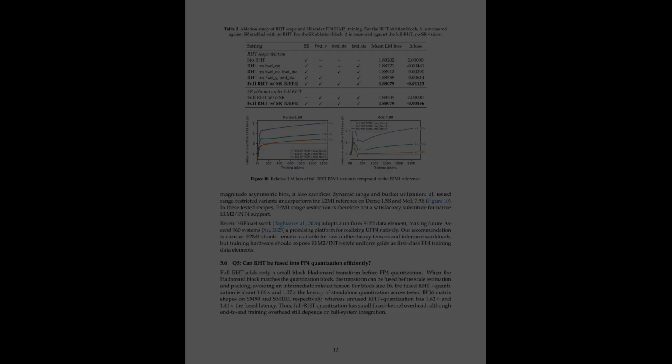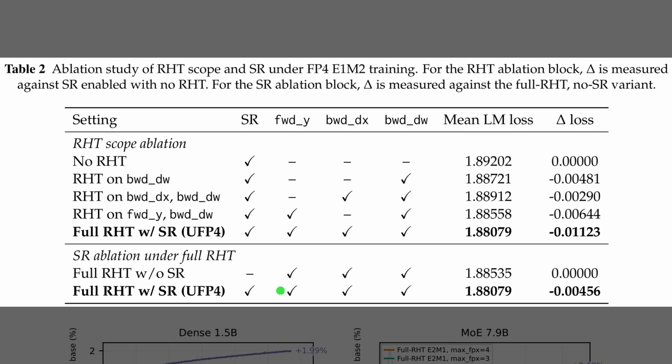While Figure 9 validated the scaling law gains, Table 2 now dissects the individual recipe components to show what actually drives these improvements. The top section evaluates the scope of the random Hadamard transform, showing that applying the rotation to all three matrix operations yields the lowest mean language modeling loss. The bottom section isolates stochastic rounding, proving that adding it to the gradient paths provides an additional, significant boost. Together, these elements deliver the full benefits of the uniform 4-bit recipe.